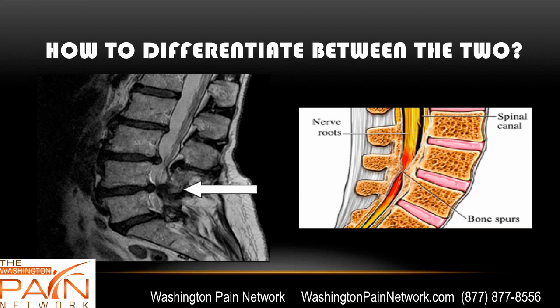So how do you differentiate between the two? Here's a quick example, a side view of your spine. Here's the spinal cord coming down, and then bulging coming backward from this disc, and then arthritis overgrowth coming forward, and you get pinching right there.